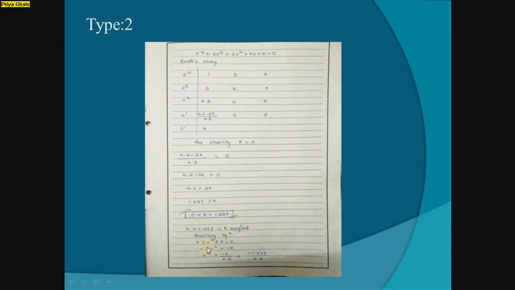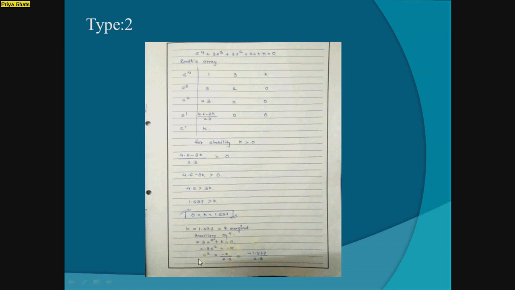Auxiliary equation is equal to 2.3 s square plus k. How are we going to solve? We are considering a second order differential equation. For that, we are considering the third row, 2.3, k and s square. It means 2.3 s square plus k is equal to 0, and we are writing that term here. Now we have 2.3 s square is equal to minus k.